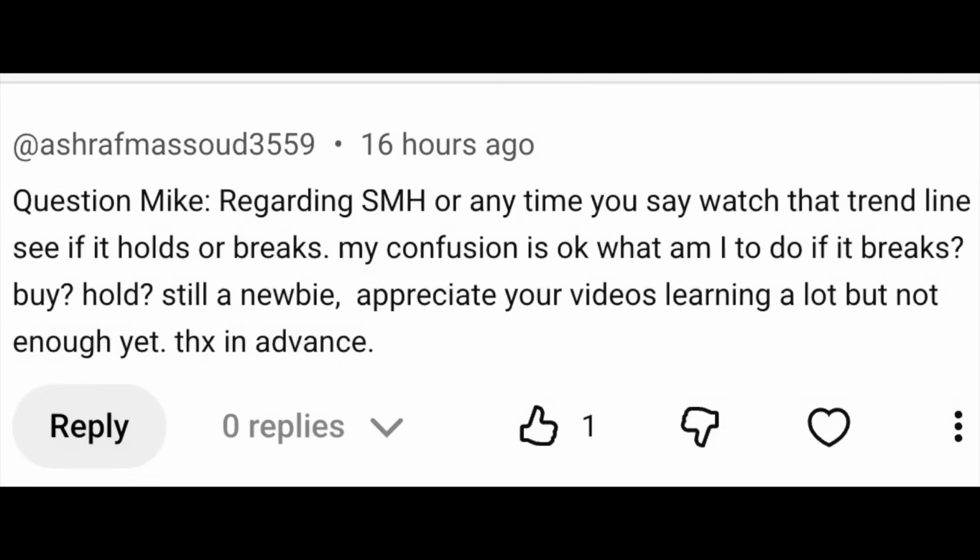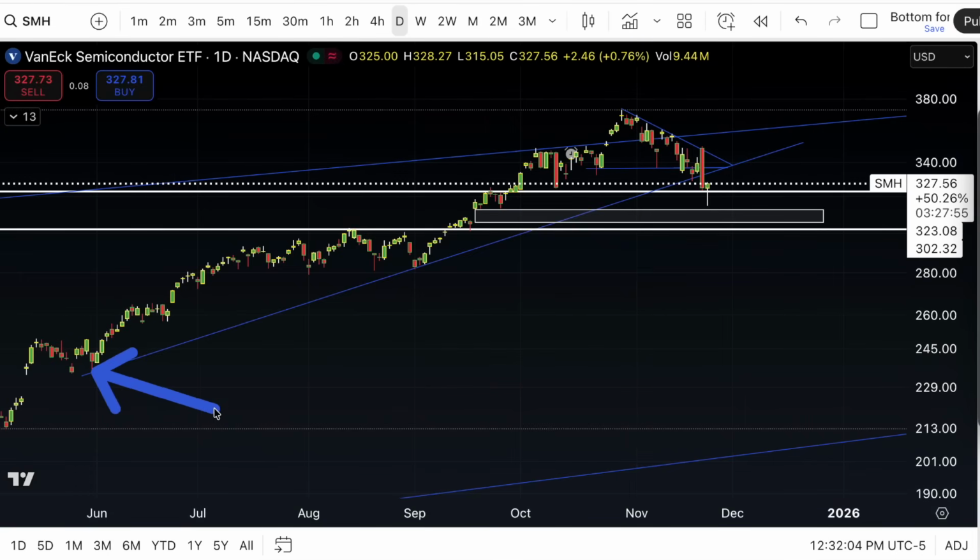And next one here says, regarding SMH, or anytime you say watch that trend line, see if it holds or breaks, my confusion is, okay, what am I to do if it breaks, buy, hold? Still a newbie, appreciate your videos. That's up to you, how you want to do it. And I'll go through this real quick and then say something else about that. But again, with SMH, we talked about this trend line right here. So for example, it depends on what I'm doing. Is this a day trade, is it a swing trade, is it a long-term investment, that kind of stuff. And so it depends on what you're doing.